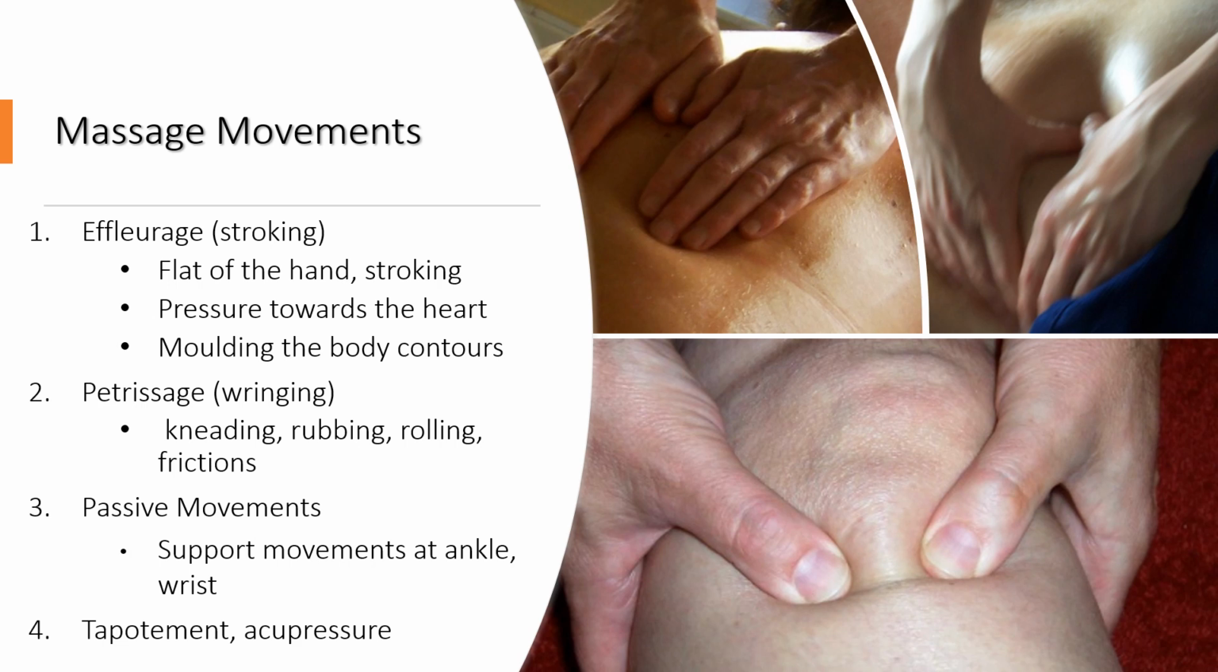Effleurage is a sort of stroking move that we use with the flat of the hands. Pressure goes towards the heart. We mold around the contours of the body and come lightly back. Petrissage is a more ringing, kneading, rubbing, rolling, frictioning type movement, which gets a bit deeper than the effleurage and picks up the skin and the muscles underneath.